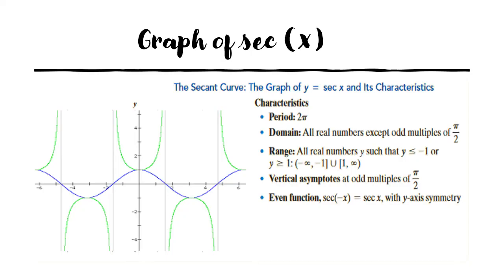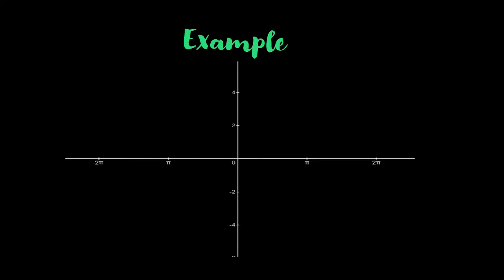Now secant, we need the graph of cosine to draw the secant. The period is 2 pi and the domain is all real numbers except for odd multiples of pi over 2. The range is from negative infinity to negative 1, union 1 to infinity. We have vertical asymptotes at odd multiples of pi over 2. And the secant function is an even function. So it has symmetry with respect to the y-axis. So notice we need the graph of cosine to draw the graph of secant.